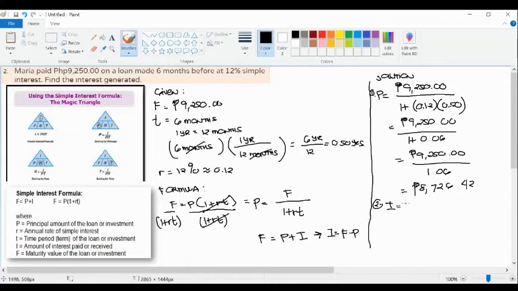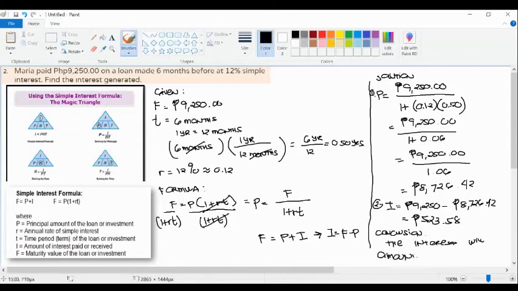So, our next solution, I, your maturity value, 9,250 minus 8,726.42 pesos, that will be equal to 523.58 pesos. Okay? So, your conclusion, the interest will amount to 523 and 58 cents. Let's proceed to example number 3.